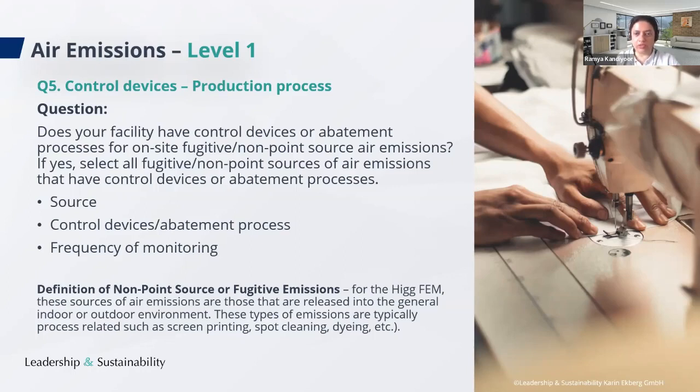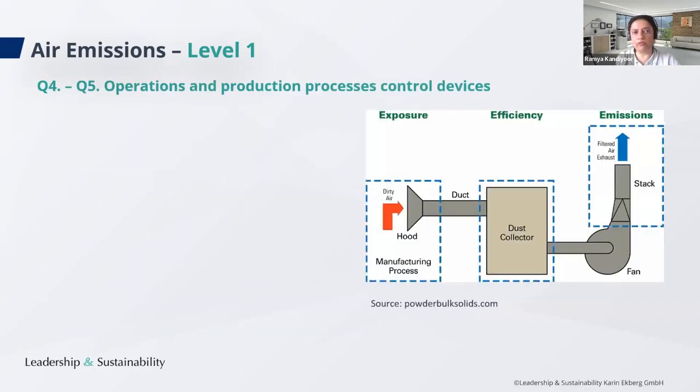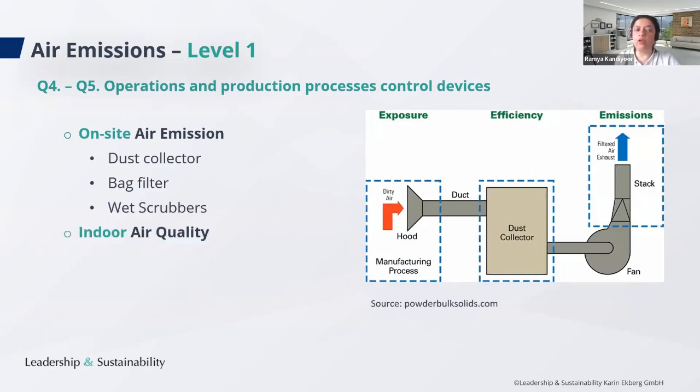Okay, yeah, I think all of the questions have been answered. Let's move on. Coming to question number 4 and 5. Here we wanted to give you an example of how you will be able to bring in control devices for your air emissions. And this is an example of a dust collector. So let's say if there is a lot of dust which is being generated in your facility, you can have this dust collector or a bag filter or even wet scrubbers, etc. For your indoor air, it could be perhaps a fume hood, or you could have a solvent recovery, or you could have local exhaust ventilation, which will help you to improve the air quality. These are all examples of control devices which will help you to monitor and curb your pollutants in your premises.